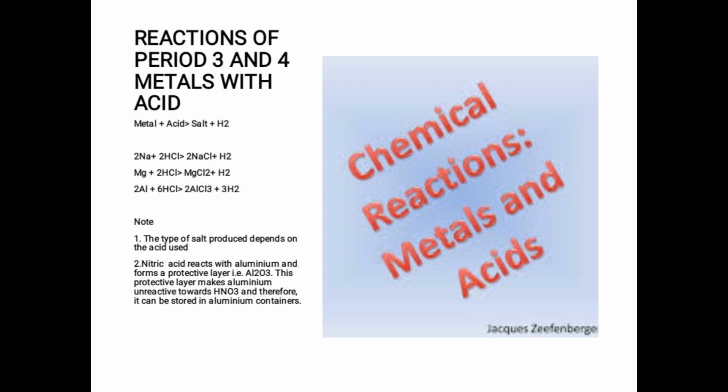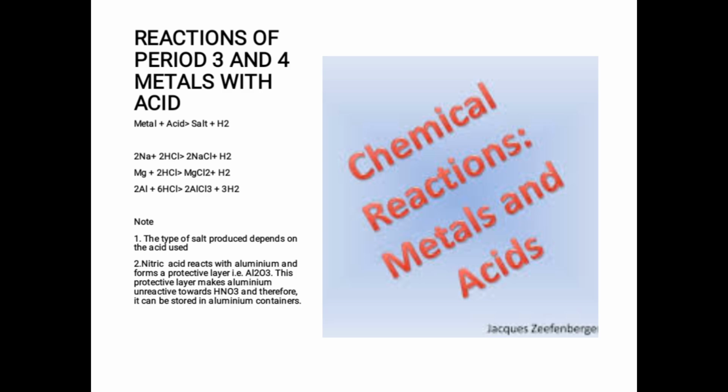For instance, if you are using HCl, that means you'll be producing chloride salts. If it is H2SO4, it will produce sulfate salt. If it is HNO3, it will produce nitrate salt. So we should take note of that. And then another one is that when nitric acid reacts with aluminium, it will form a protective layer of Al2O3. This protective layer makes aluminium unreactive towards HNO3, and therefore it can be stored in an aluminium container.